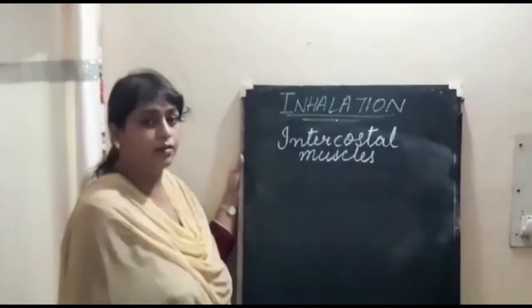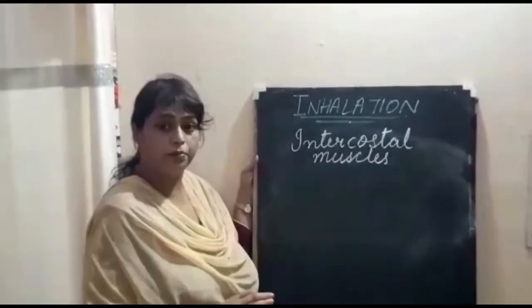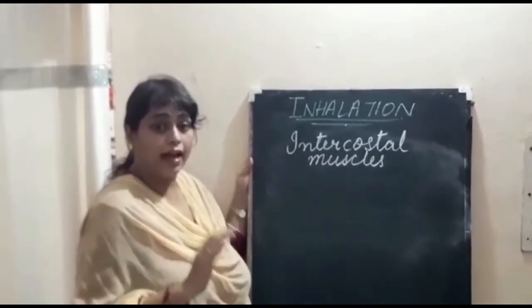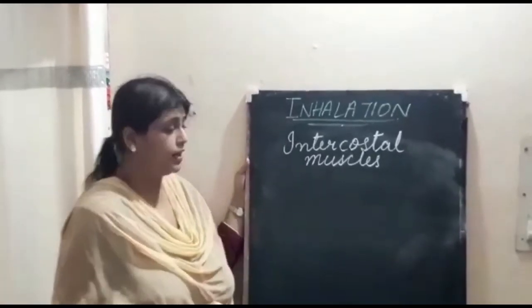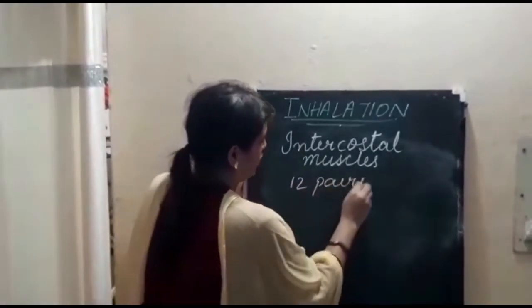Now let's see about intercostal muscle. Now these muscles are present between the ribs. So as we all know that there are 12 pairs of ribs.